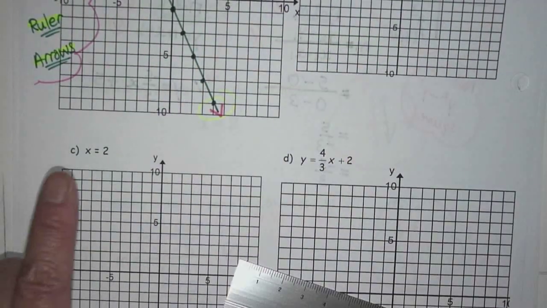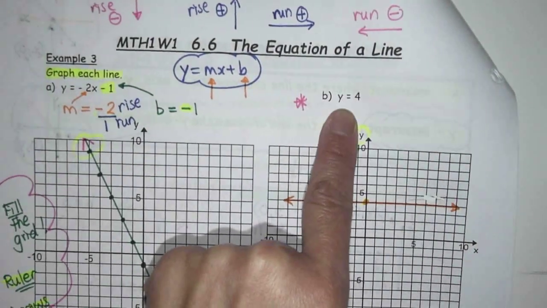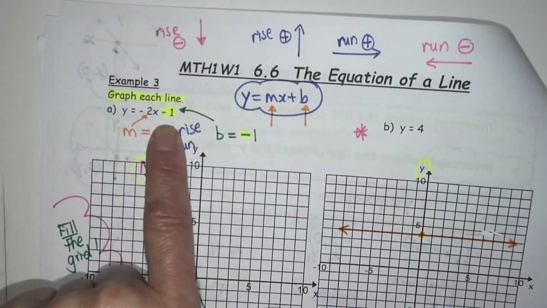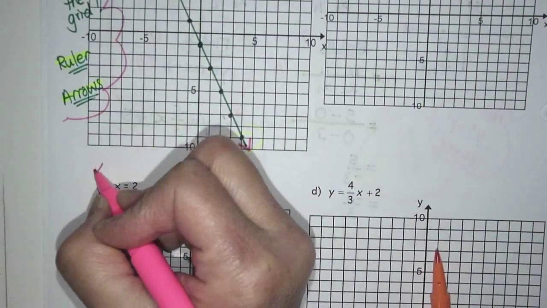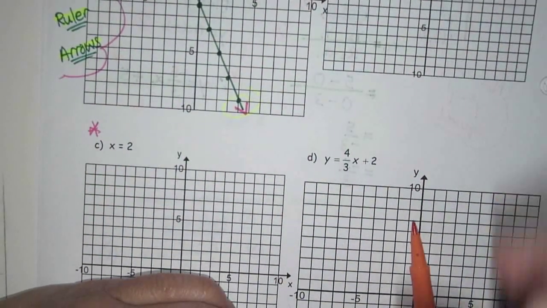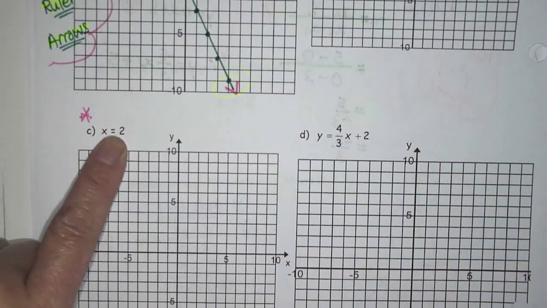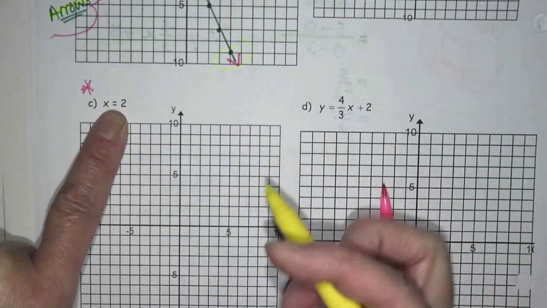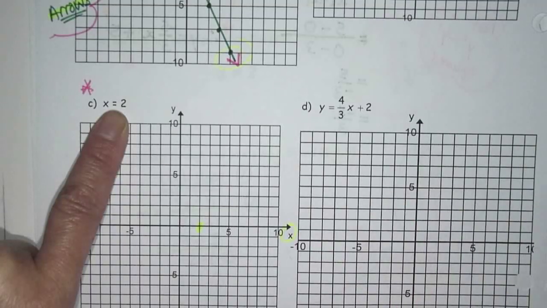X equals 2. So as soon as you see something that looks like this or like this, we know those are special cases. It's not just the y equals mx plus b form. These are our special cases. So this is another special case. Special case, I mean, is horizontal and vertical. So this one says x equals 2. So I go to my x-axis here. I go to 2, which is here. I plot a point right here at 2.